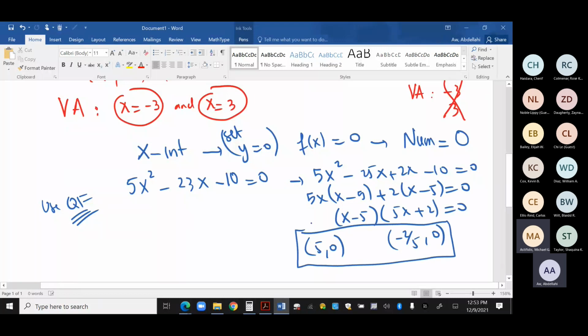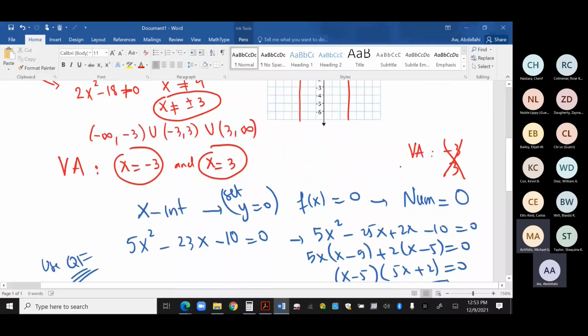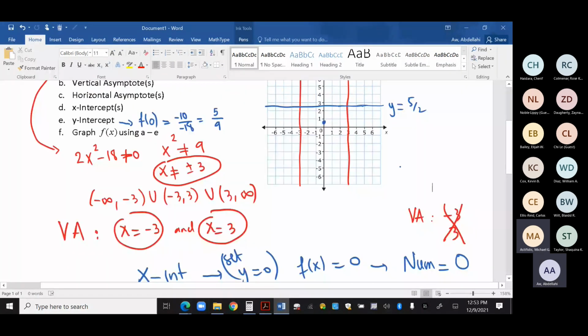Obviously, in the exam, I will not give you something with such big numbers, because I don't want people to spend a lot of time just doing this. It's going to be something like what you saw in the test. We have 5 and negative 2 over 5. This is an x-intercept right here, and this is an x-intercept right here.